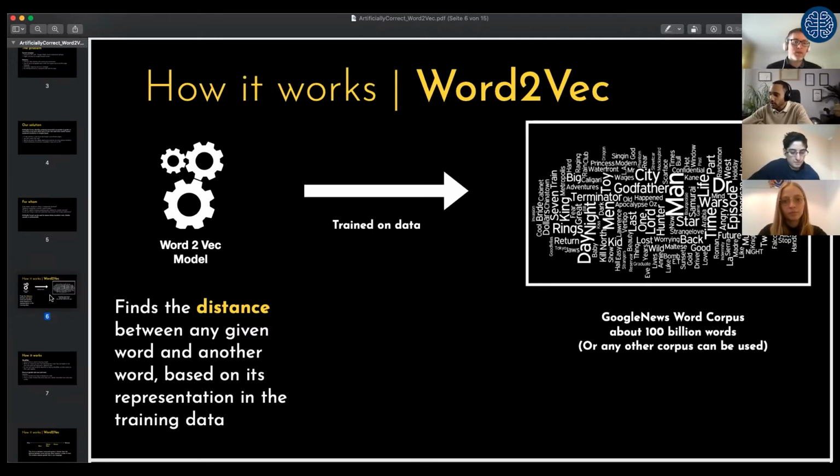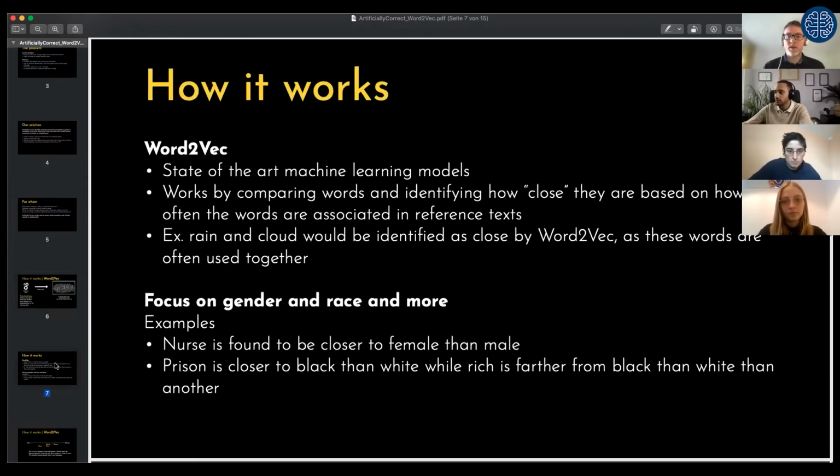It takes a large corpus of text. In our case, we used the Google World Corpus, which has about 100 billion words in it, and it's trained on this corpus. Then it's able to give you the distance between words, the relationship between words, how close one word is to another, for example. With this model, we can find out that certain words are closer to other words.